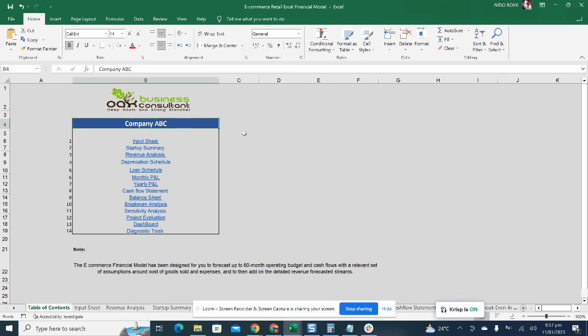Hello. Today we are going to present you another financial model, which is e-commerce retail. This financial model is for businesses who provide services in the e-commerce industry. The financial model helps to work more efficiently in your financial transactions and financial management. The Org Business Consultant provides financial models for your business to fulfill your business and financial needs.